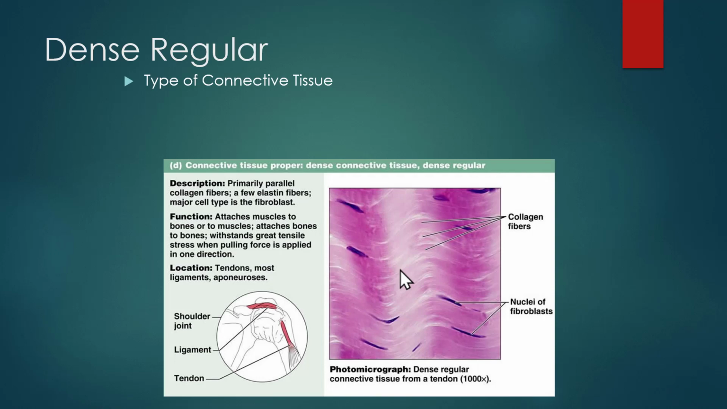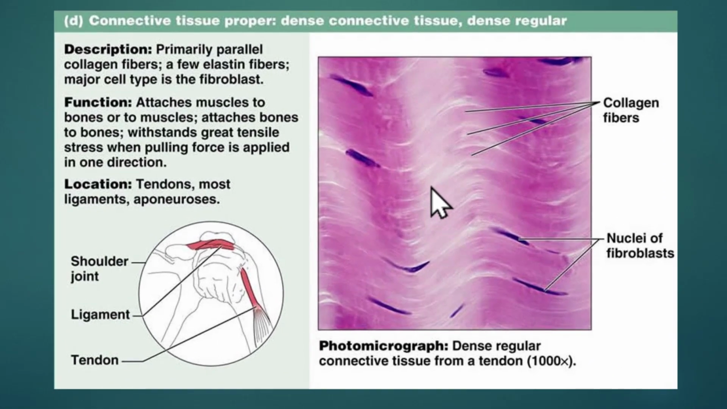All right, the next one is dense regular connective tissue. This particular one that you're looking at is actually a picture of a tendon. We have different kinds. This will attach muscle to bone, muscles together, bones to bone. Because of the dense packing of this tissue, it allows for a lot of pressure, a lot of pull. You can put a lot of strength on it, and if you move that shoulder, you move that hip, this will withstand a lot of stress on that joint.